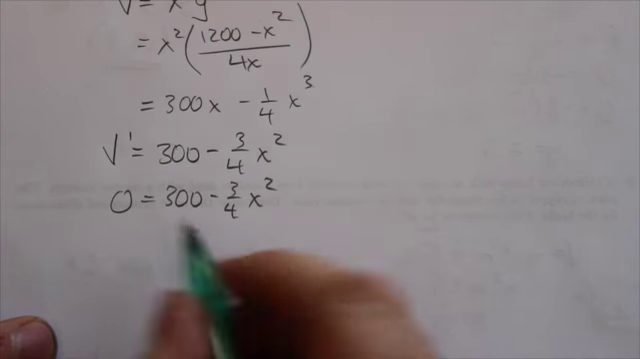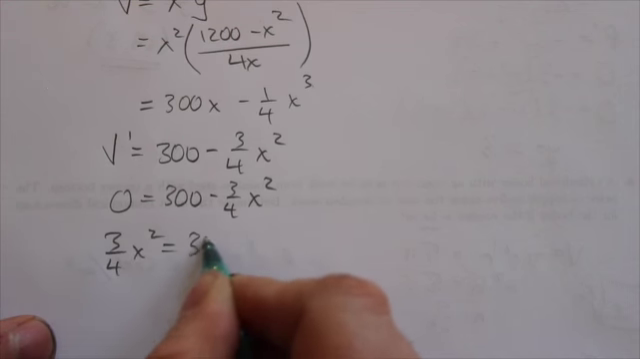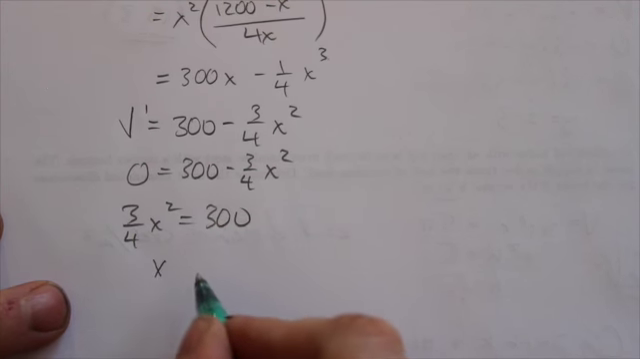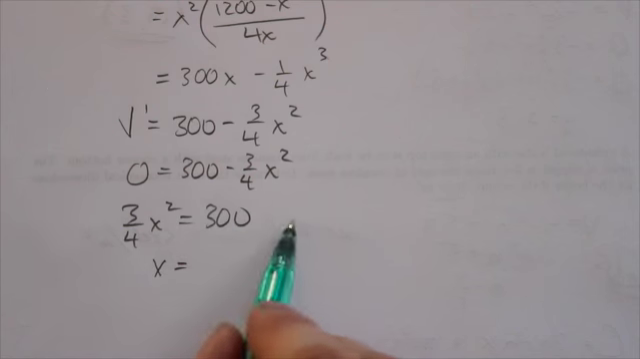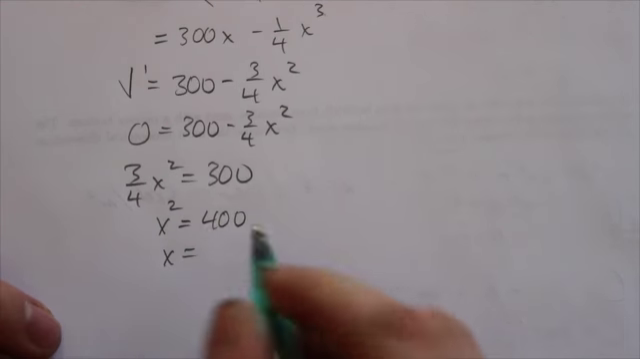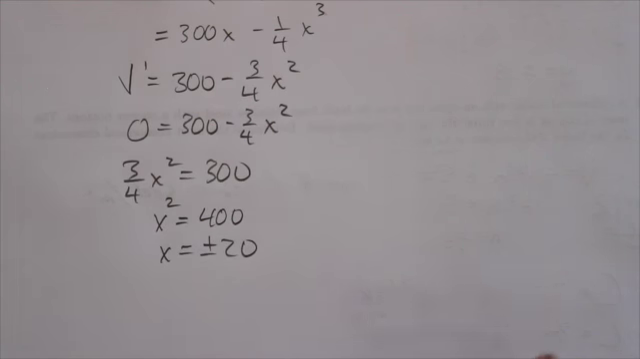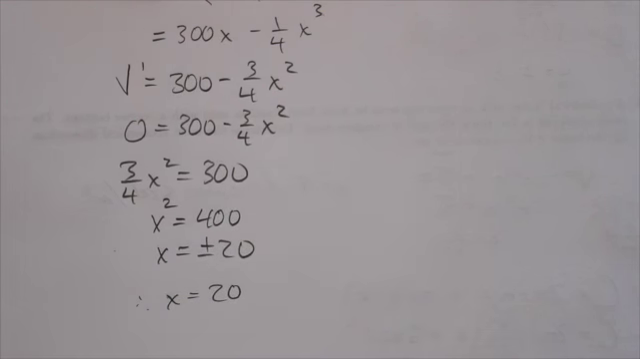To maximize it, I set it equal to 0 because I'm looking for where the slope is 0. Maybe I bring that 3/4 term over. 3/4 x squared is equal to 300. And this works out really nicely here because I would multiply through by 4 to get 1200, divide by 3, it comes back to 400. And so when you take the square root of both sides, you get plus or minus 20. Well, in the context of this problem, the negative really doesn't make any sense here. So therefore, x is going to be equal to 20.